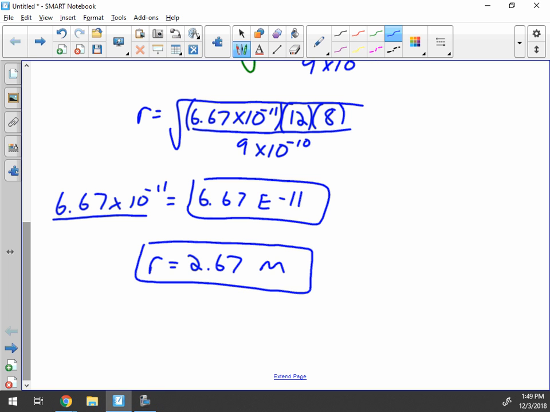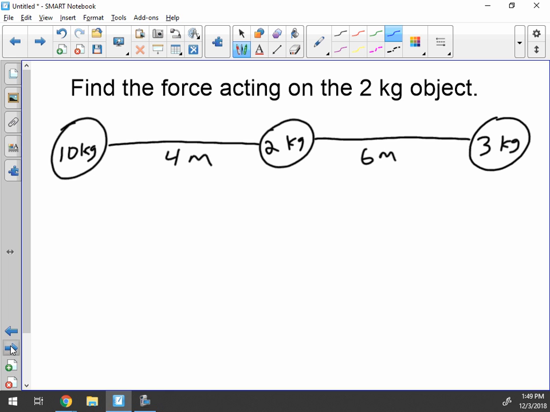Okay, let's do one more problem. For this one, we're trying to find the force acting on the middle object. And so what I'm going to do is look at the left side. I'm going to look at the 10 kilogram object and the 2 kilogram object. I'm going to find the gravitational force between those two. I'm going to ignore the 3 kilogram object on the right.